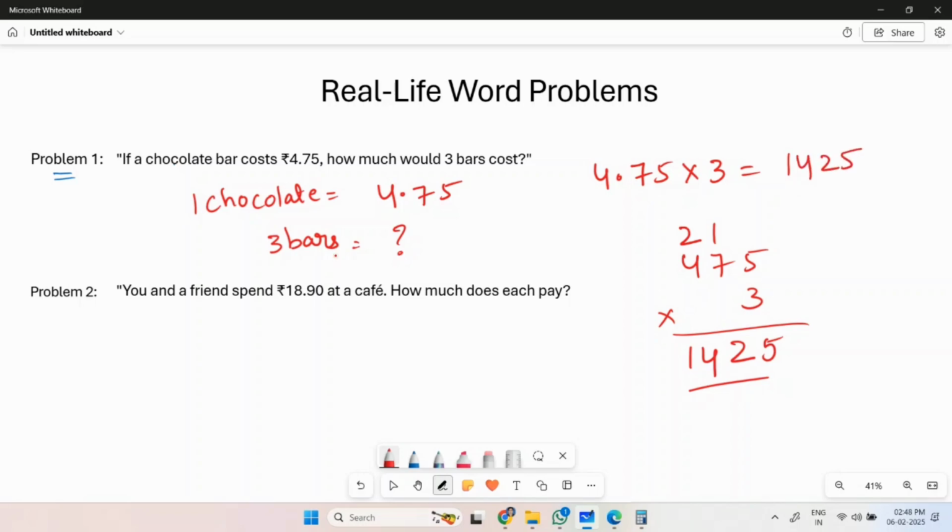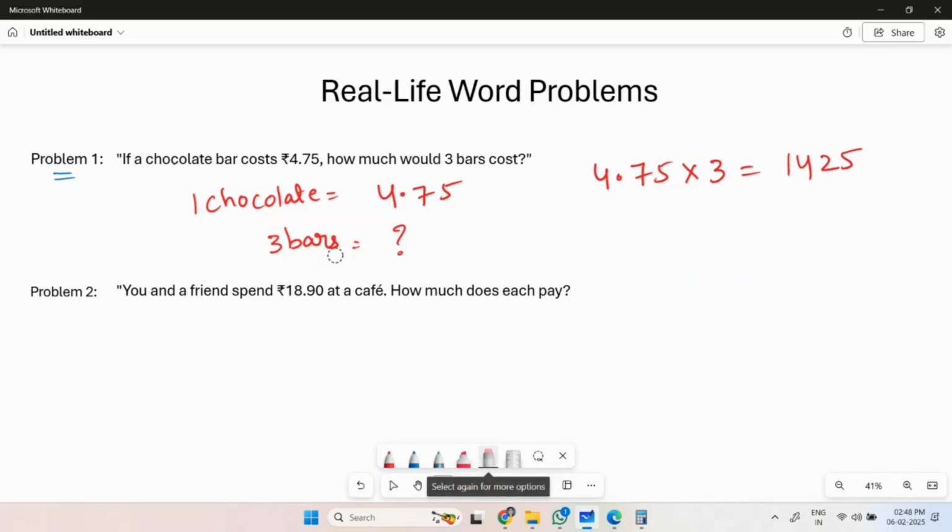1425 is a whole number. But while multiplying a decimal number by whole number, we have to check our decimal places. So our decimal number is having 2 places. So we will leave 2 places from right side and put a point. So our answer is 14.25. Let's see the next question.